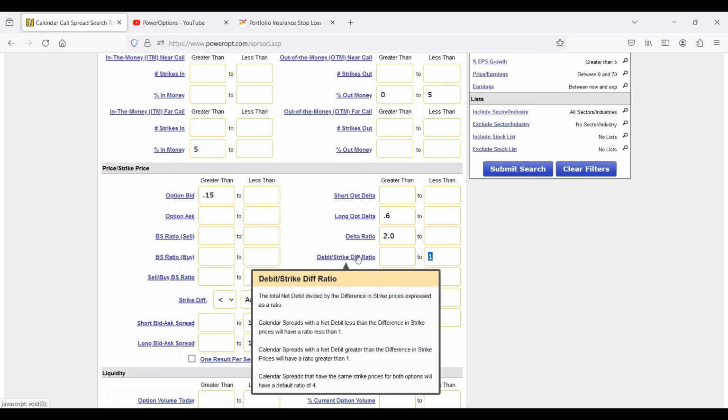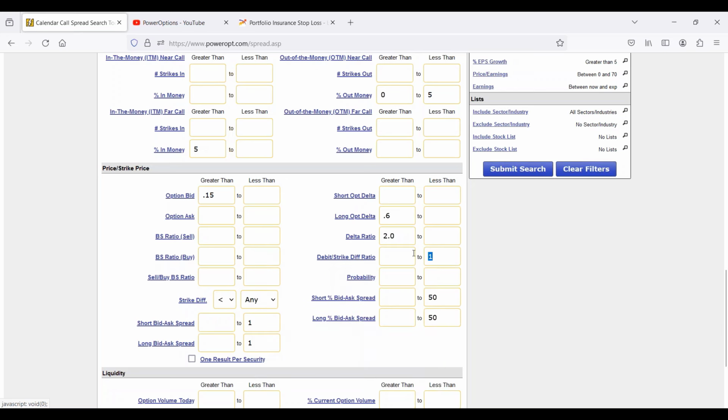The debit to strike difference ratio is the net debit that you're paying for this initial step of the calendar call spread. What I'm paying for the long minus what I'm collecting from the short. That gives me the total net debit. But this is divided by the difference in the strike prices on the spread. And typically as a default, in our default searches for these kind of strategies, I want this debit to strike difference ratio to be less than 1.